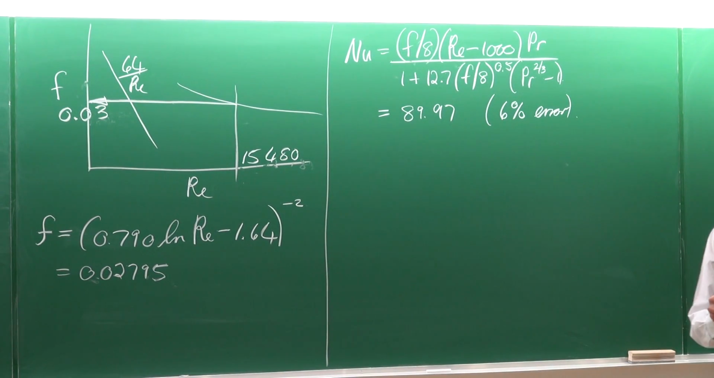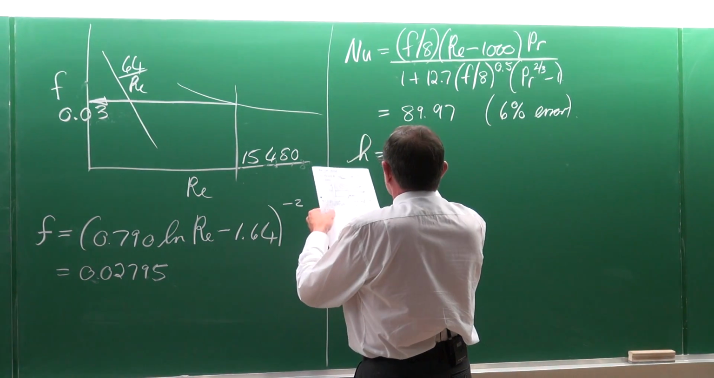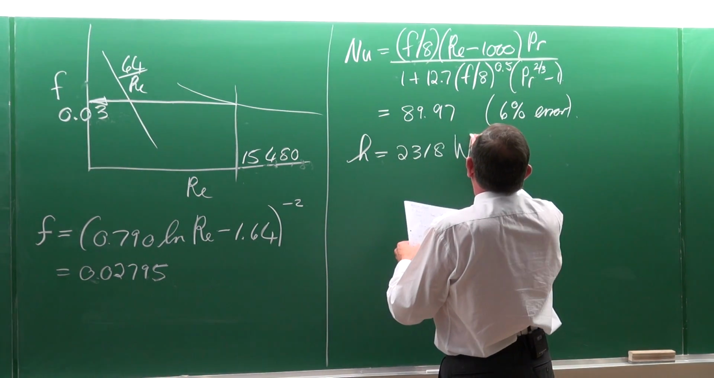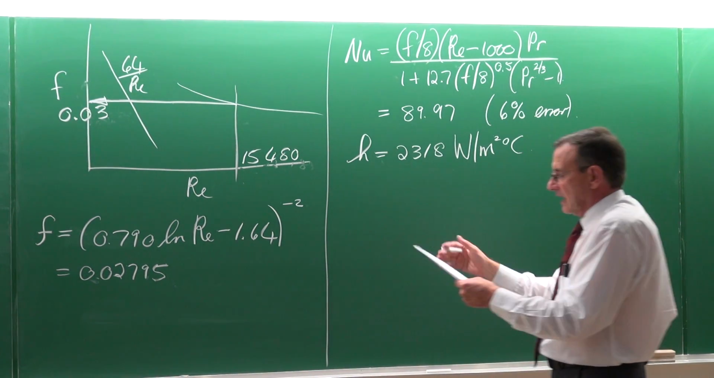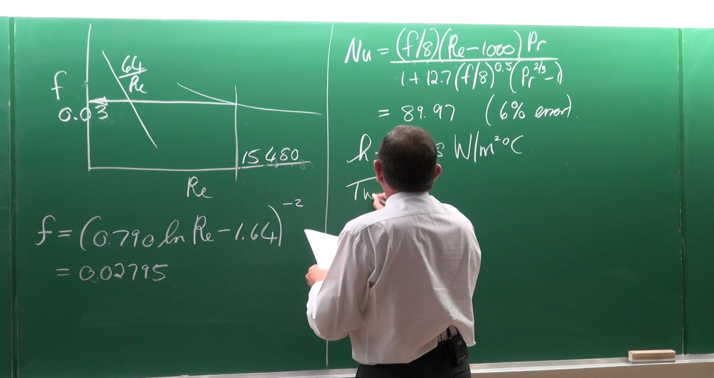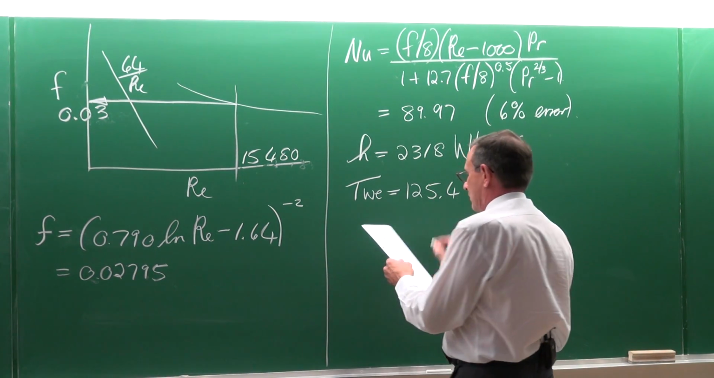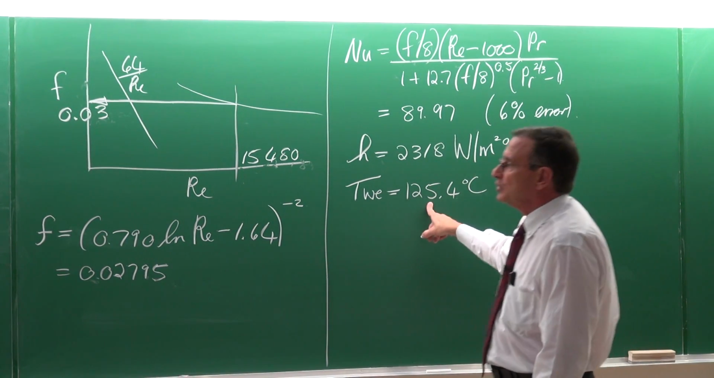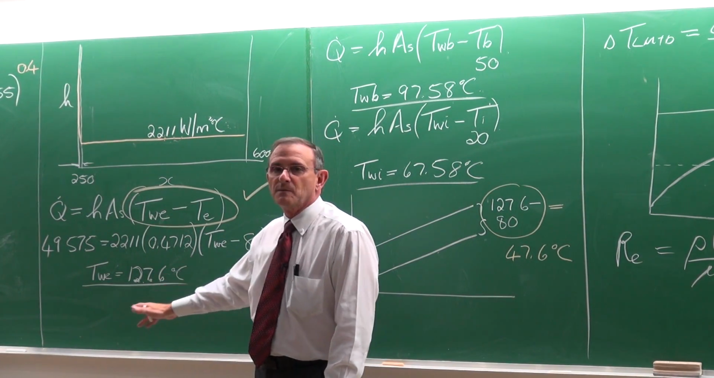About 6%. And if you then go and calculate the heat transfer coefficient, it will be 2,318 watts per square meter degree Celsius. And if you then calculate the wall temperature at the exit, it would be equal to 125.4 degrees Celsius. Previously we calculated it as 127.6, so you can see it's about right.